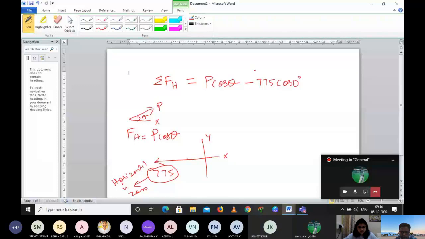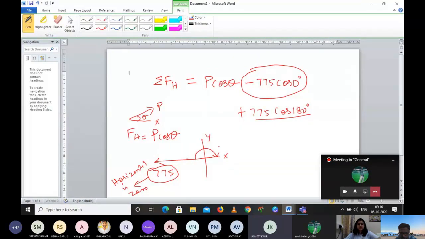Otherwise, you can write this force as plus 775 cos 180 degrees. Because I can bring this force to this side with an angle of 180 degrees. So when I am taking 0 degrees, it is minus 775. If I am taking 180 degrees, then it is plus 775 cos 180, which also gives minus 775. Guys, please take note of it. If any doubt, you can ask me.